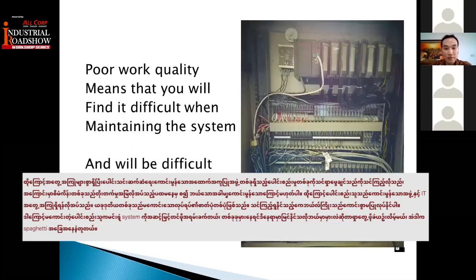Now the second, here's a photo of badly done work. As you can see, the cabling is not well done. So a bad integrator can mean that you will have a very hard time to upgrade your system, or if something is wrong, it'll be very hard for you to find out where it is wrong. As you can see here, it's a spaghetti situation. You don't know which one is wrong and which is where. So this is a bad job, right?